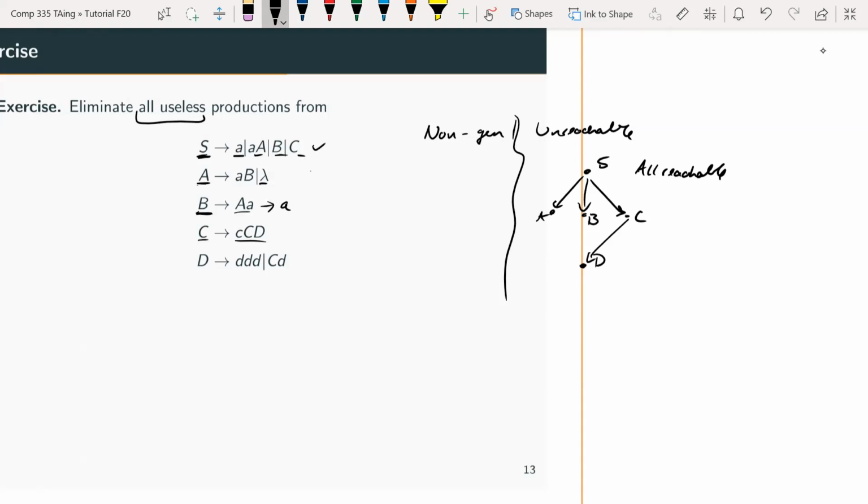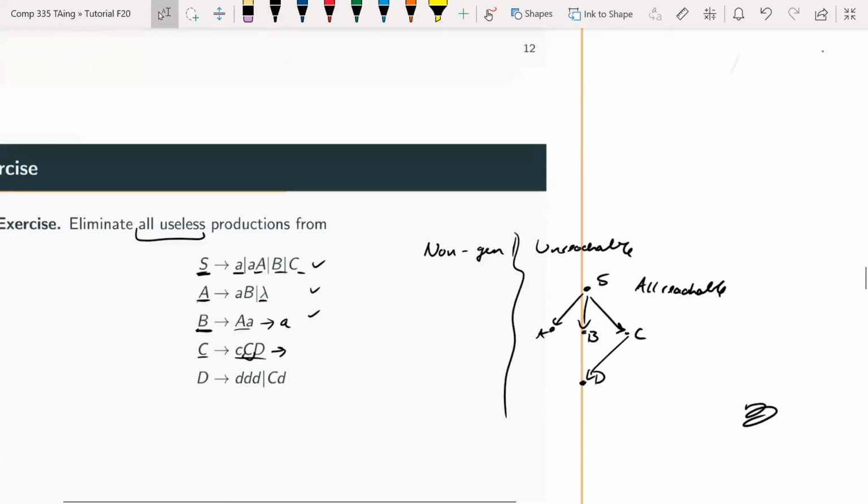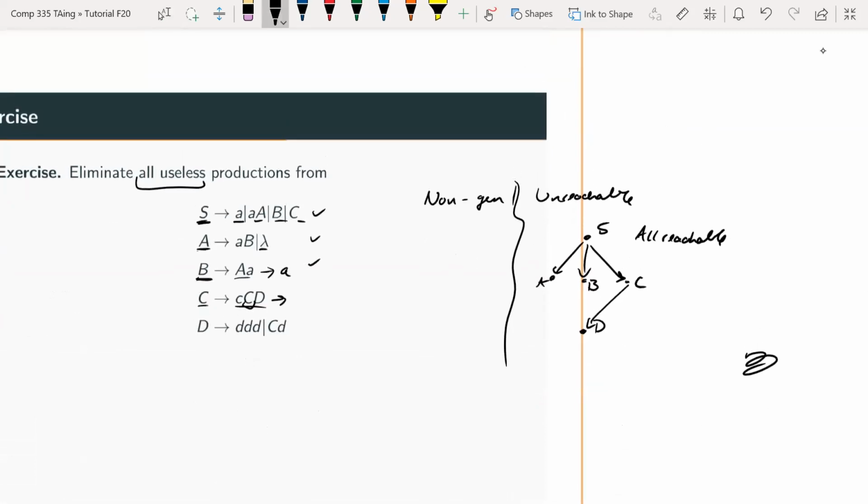So all of these guys so far are generating. However, C here is not going to be generating. The reason for that is that if I replace C with the production rule, the only production rule I have is C being replaced with CCD. So that's going to be C, C, CD, and I'm going to get another D.